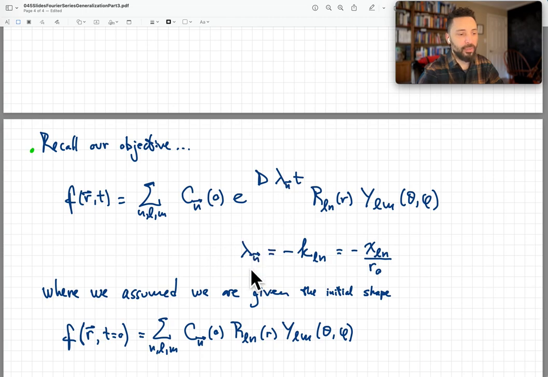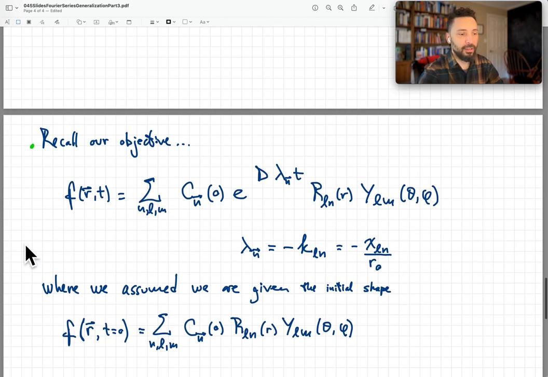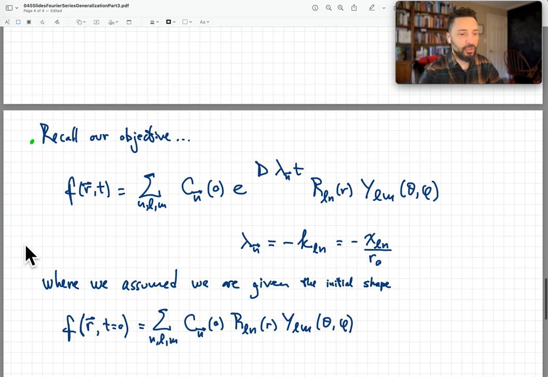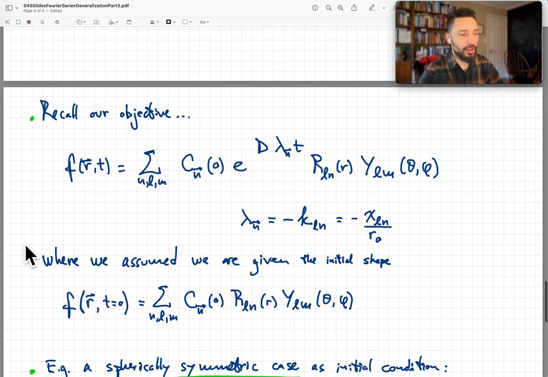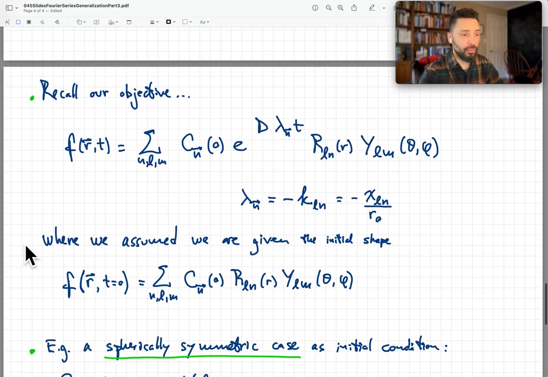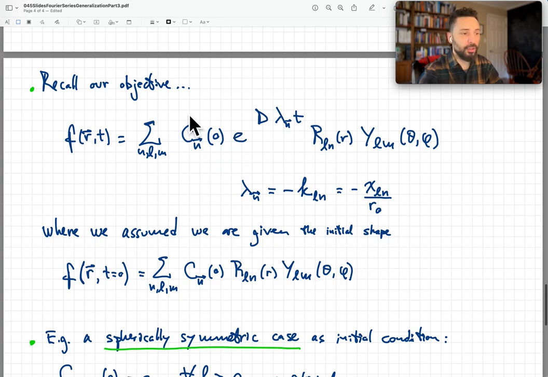These eigenvalues lambda n are minus k_ln, that is, minus the nth root of the lth spherical Bessel function divided by the radius of the sphere in our problem. So that's how all the geometry enters into this game. Now, we assume that we're given the initial shape. Of course, we assume that these constants are given to us.